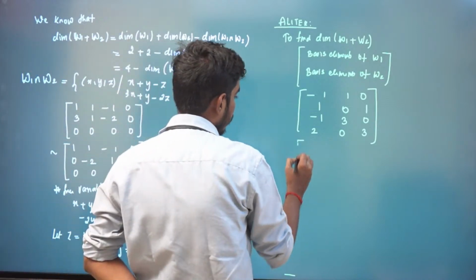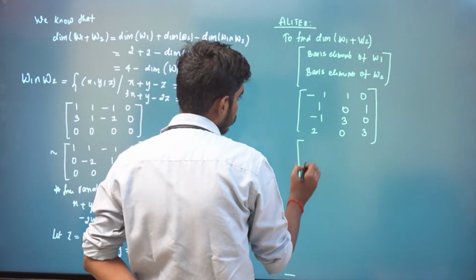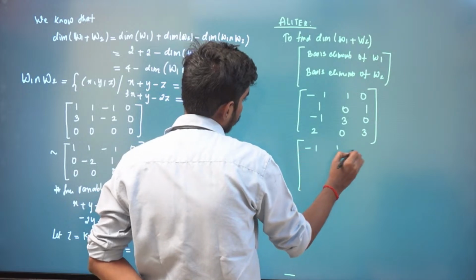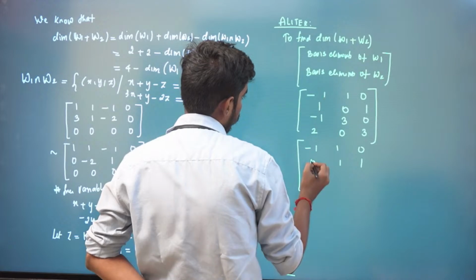Just find the rank for this matrix. Minus 1, 1, 0. Add this. You subtract this.